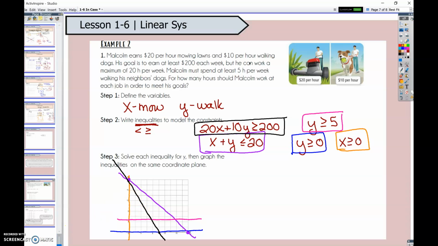We want to find the zone where all of these shadings would overlap. So I've indicated the area I need to shade for each of these lines by arrows. So I left the black one to go over with you. If 0 and 0 were plugged into this inequality, that would not make me more than $200. Therefore, I don't want to go left, I'd want to go right. This would be my zone where I would meet all my constraints.